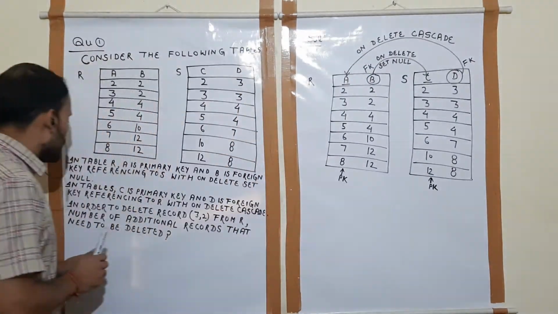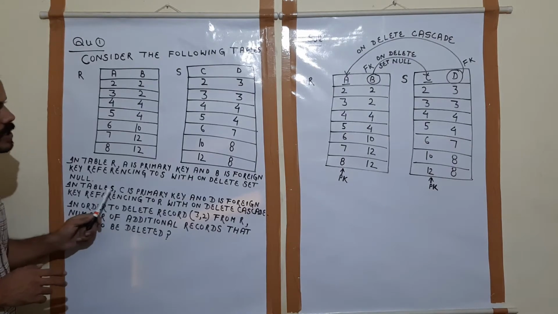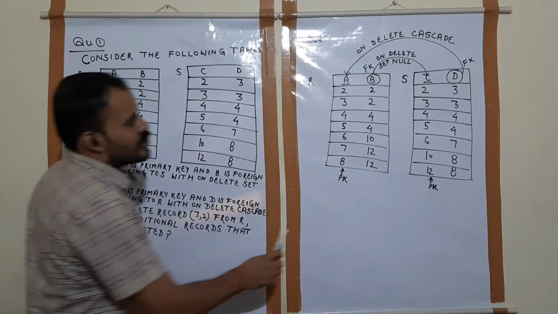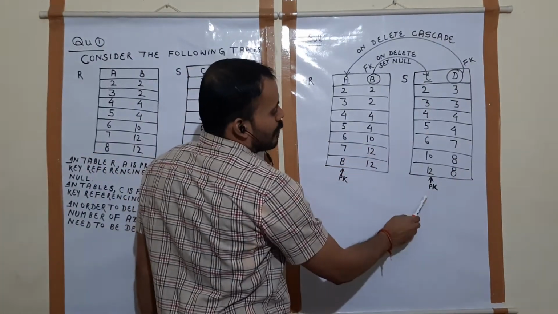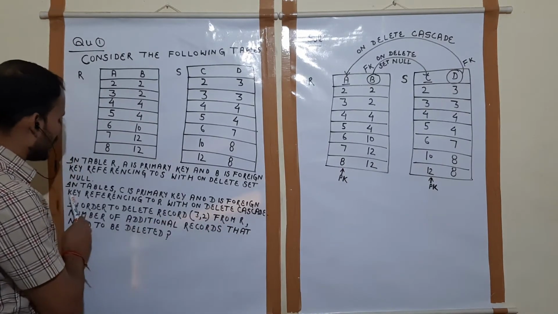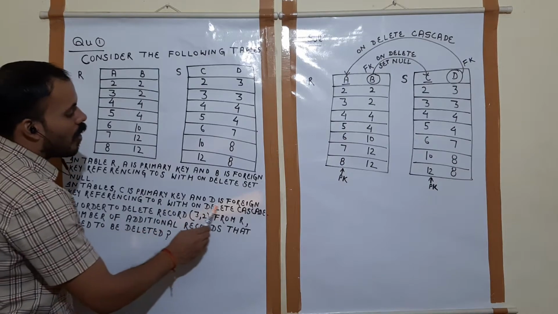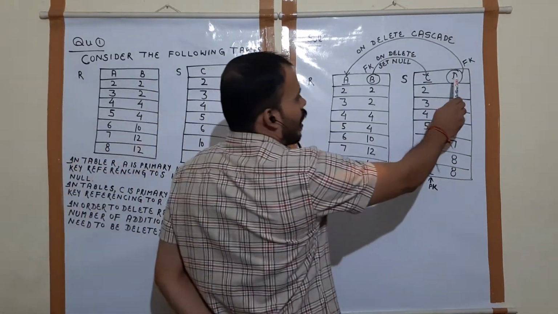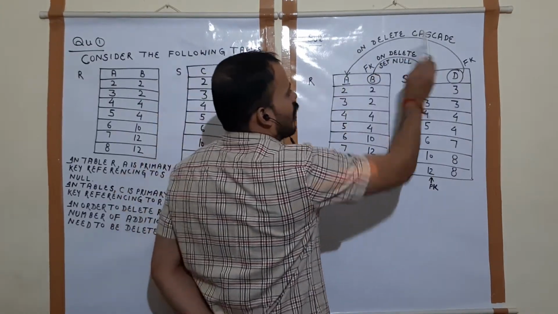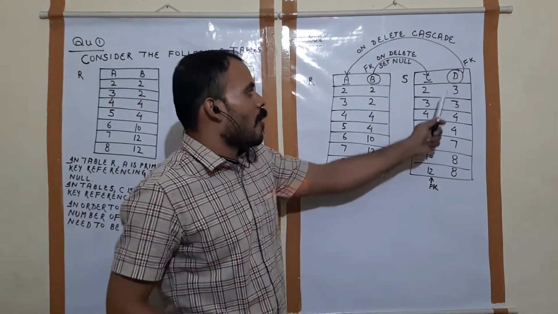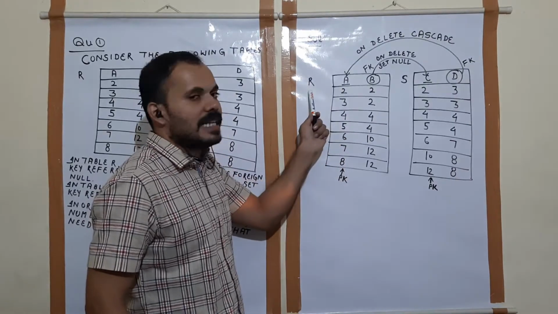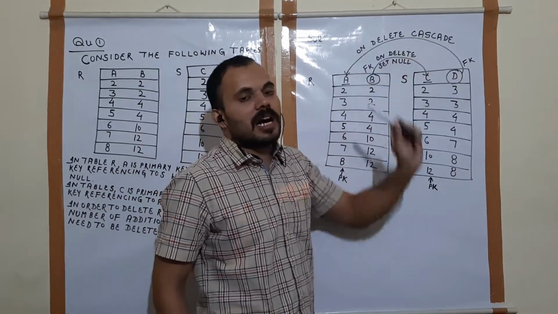And now see here, in table S, C is primary key. Attribute C is primary key. Understood? And D is foreign key referencing to R with on delete cascade. D is foreign key referencing to the relation R with on delete cascade. See here, this is the foreign key D. It is referencing to the attribute A of the relation R with on delete cascade.